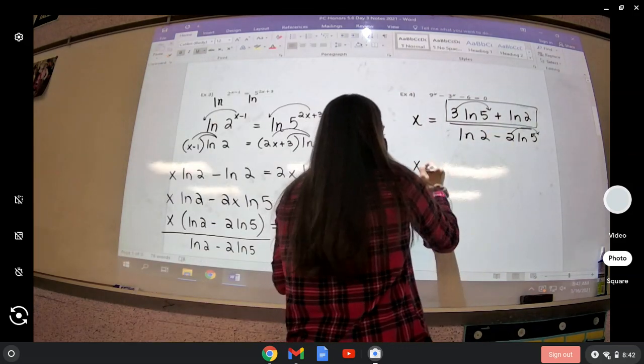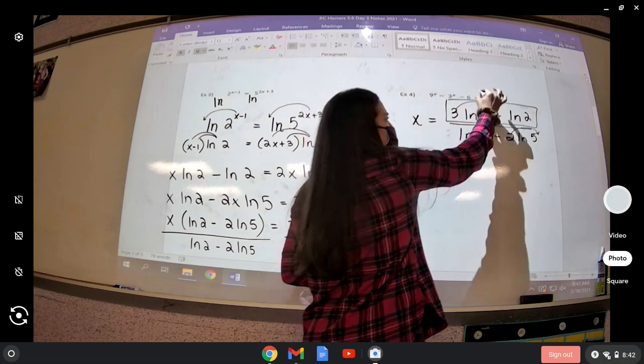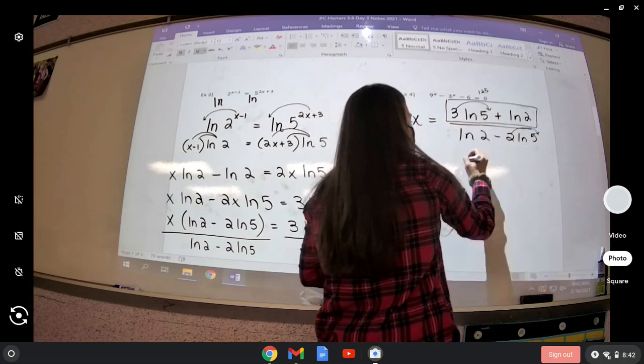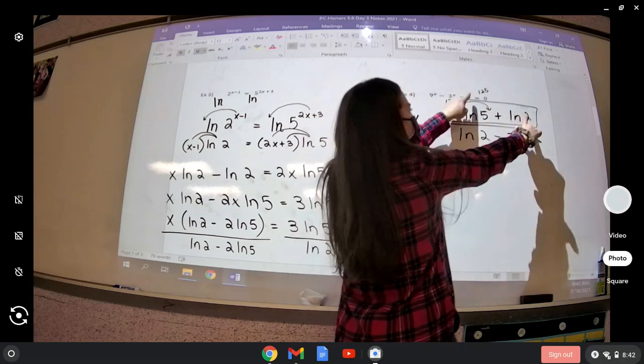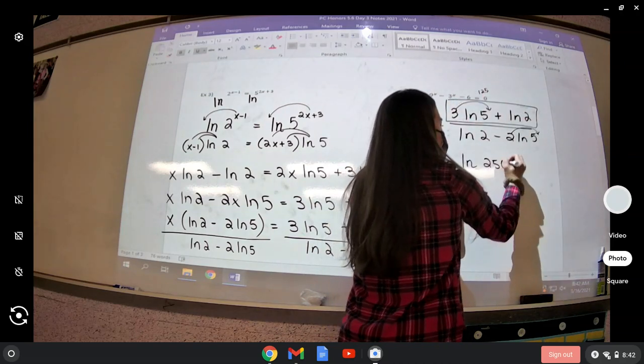So stay with me. So x equals the top. If I put this back up, it'll be 5 to the third, which is 125, right? Then I can put these logs back together as the natural log of, I can use multiplication. 125 times 2 is 250.